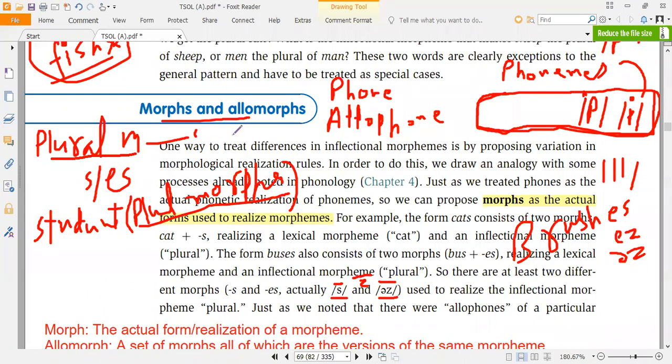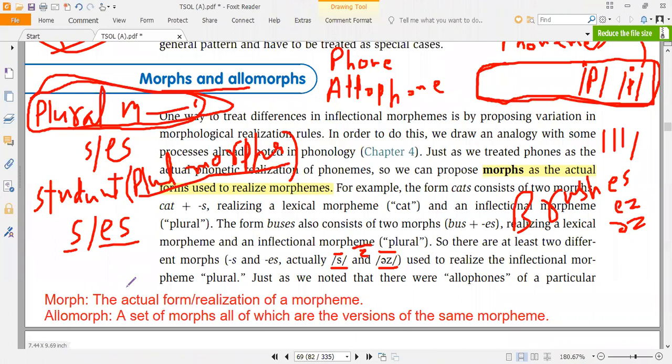It means the plural morpheme is actually a morpheme, but in order to realize that morpheme, in order to express that morpheme, we use morphs, either S or ES. You got it now? This is a morpheme, right? Plural is a morpheme, but we either use S or we use ES to indicate the plural morpheme, to realize the plural morpheme. That is why it is said that the actual form of a morpheme is called a morph.